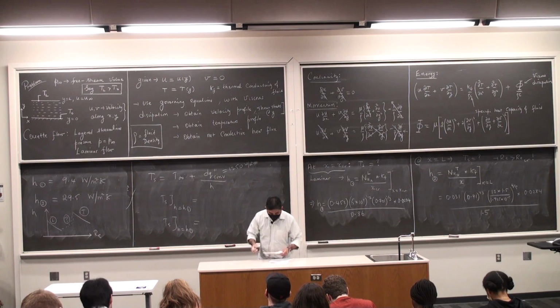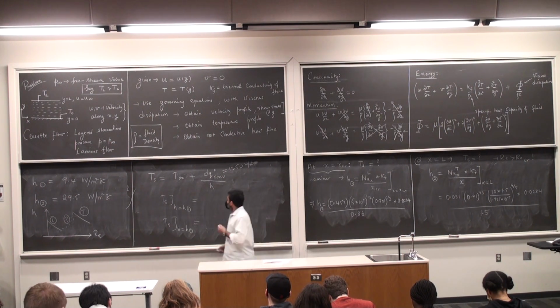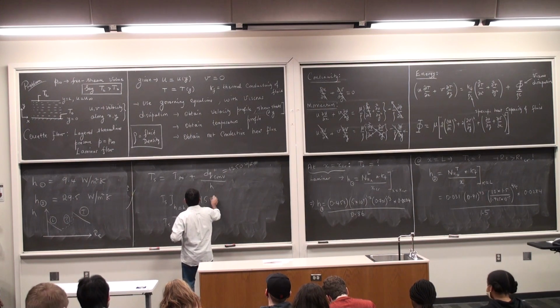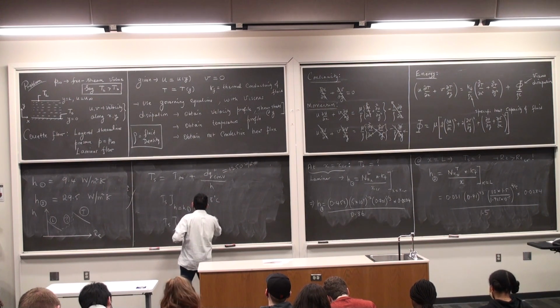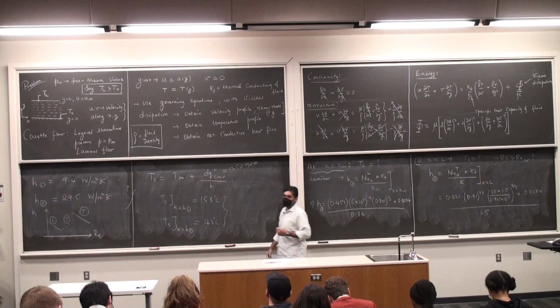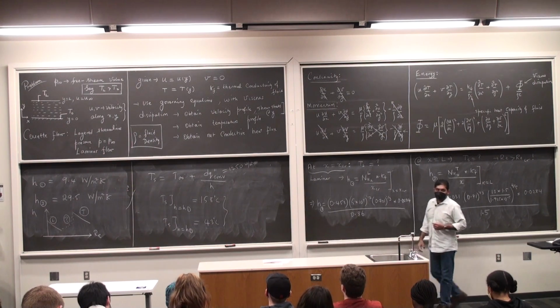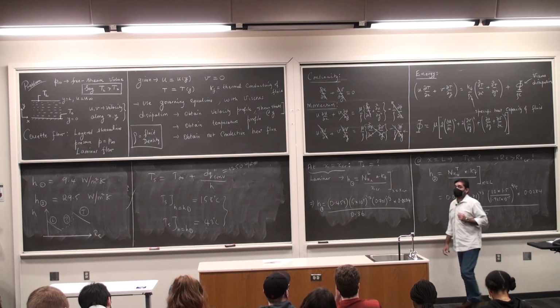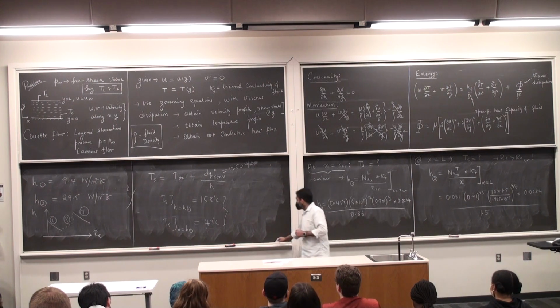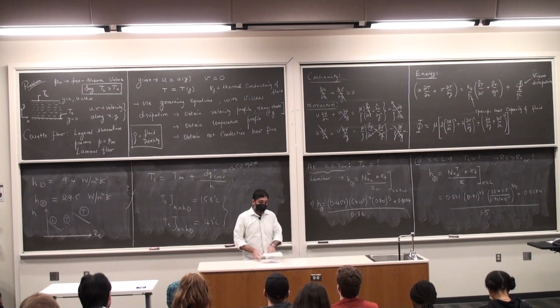Huge difference. 158 degrees Celsius, 43 degrees Celsius. What a drastic change. So laminar flow is not necessarily always good. Okay? It may be good for fluid dynamics, it may not be great for heat transfer.